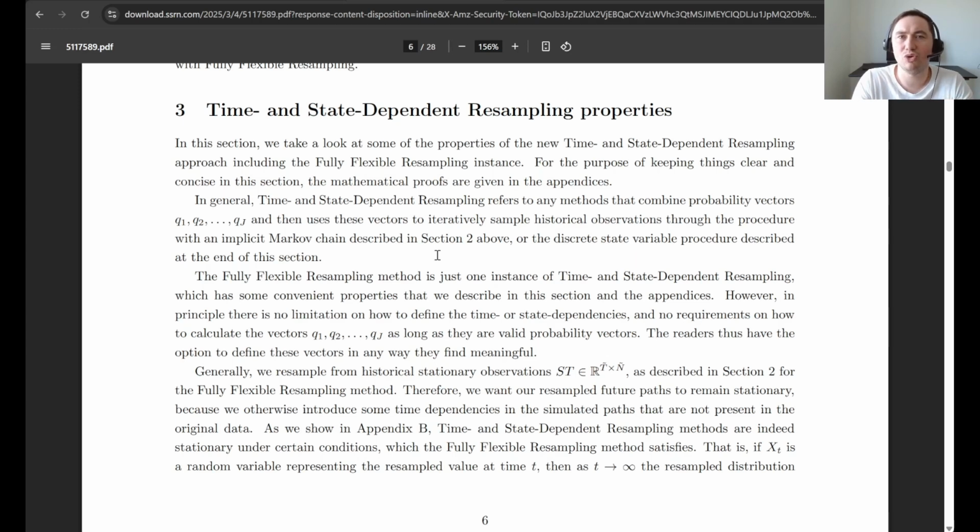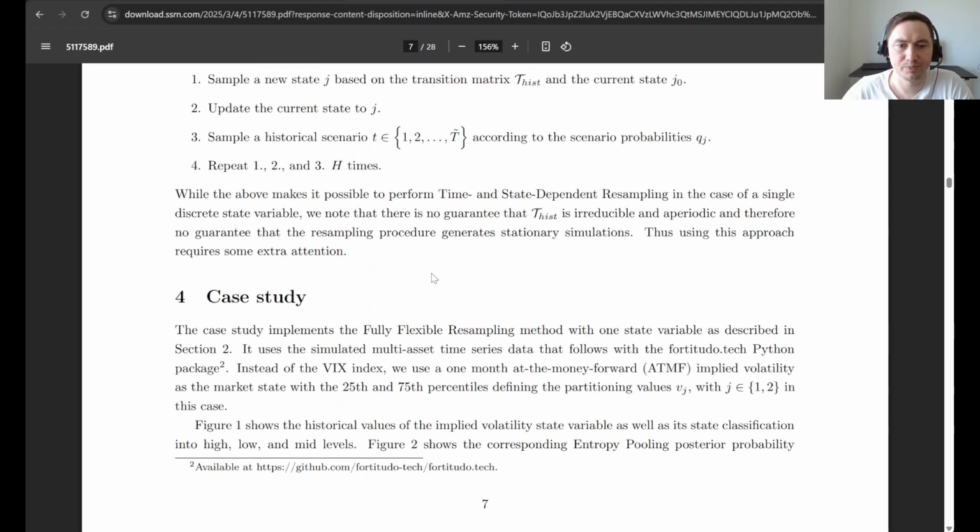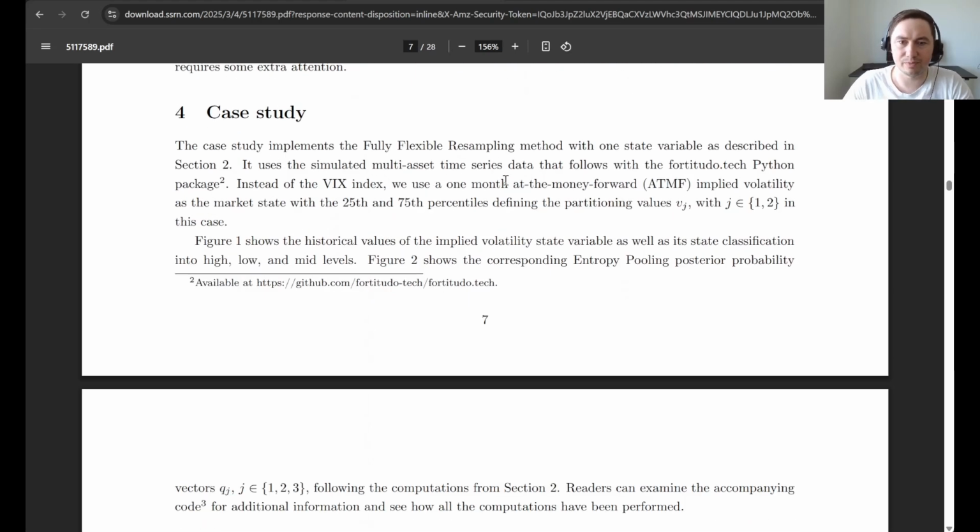And this is what we show in the very extensive appendices, where we provide all the proofs that this procedure will generate strictly stationary simulations. So if you can take your market data and transform it into something that is stationary, or at least locally stationary, then you will be able to preserve these features when you use this time and state-dependent resampling class. So this is what you can read about here.